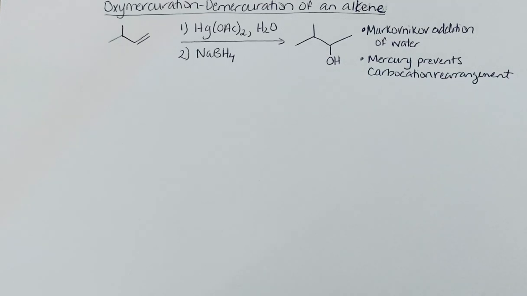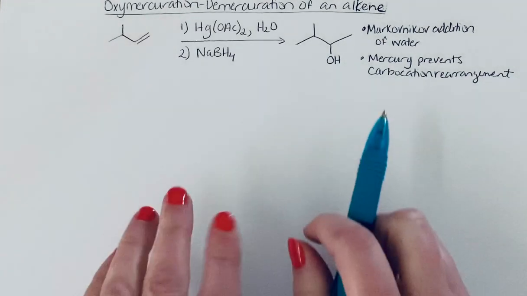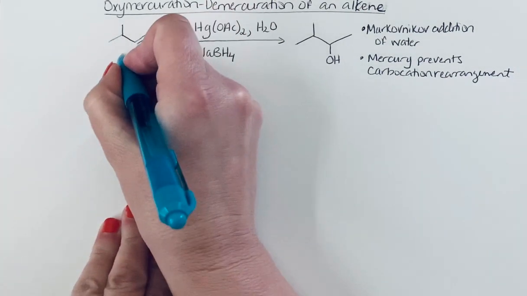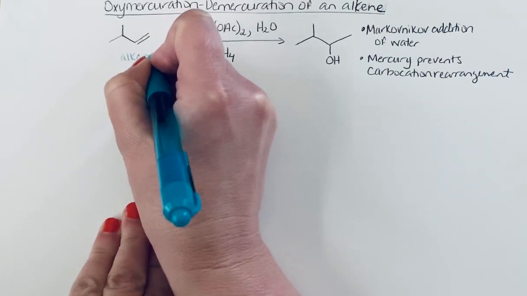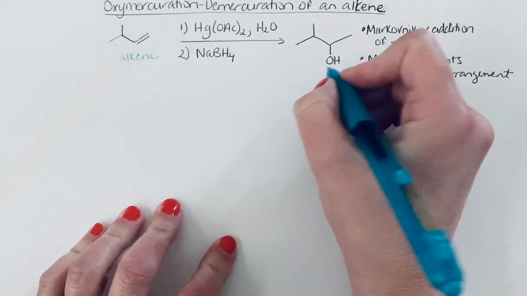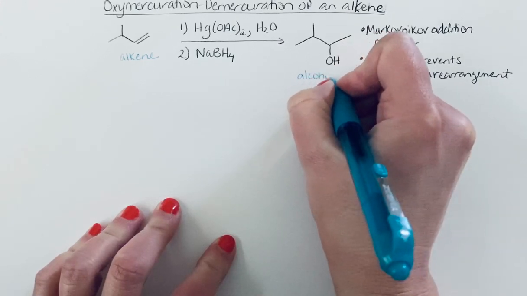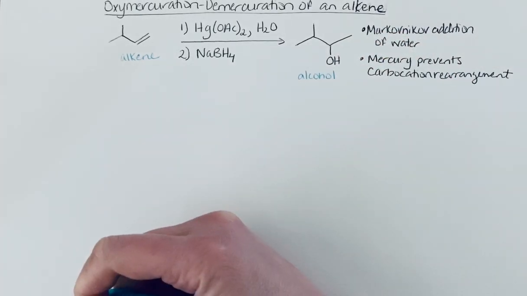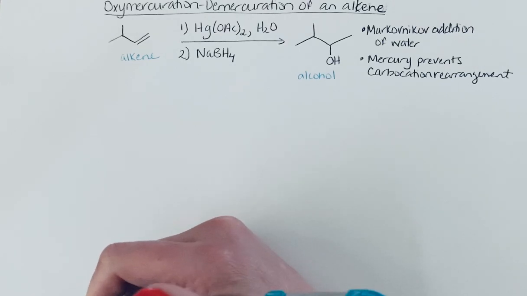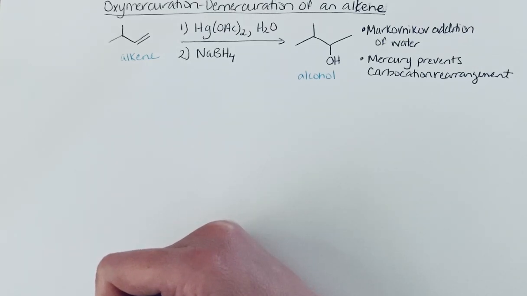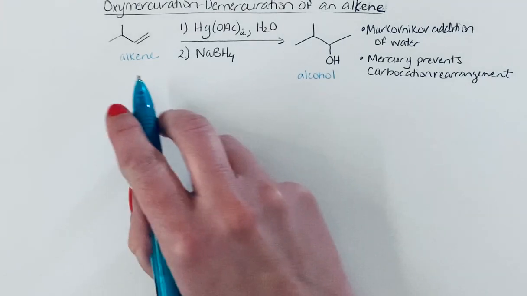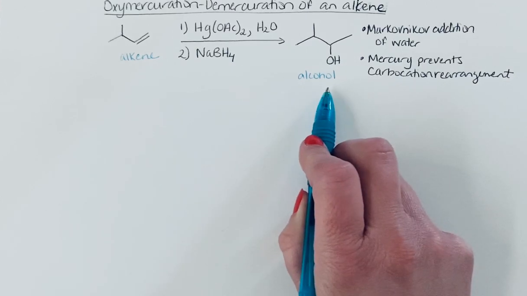Oxymercuration-demercuration of an alkene. So we can see in this reaction that it starts with an alkene and the product is an alcohol. This reaction is not in your textbook, but it is in most other sophomore organic chemistry textbooks. I like to cover it because it's something you might see on, say, an ACS exam or an MCAT or something like that.